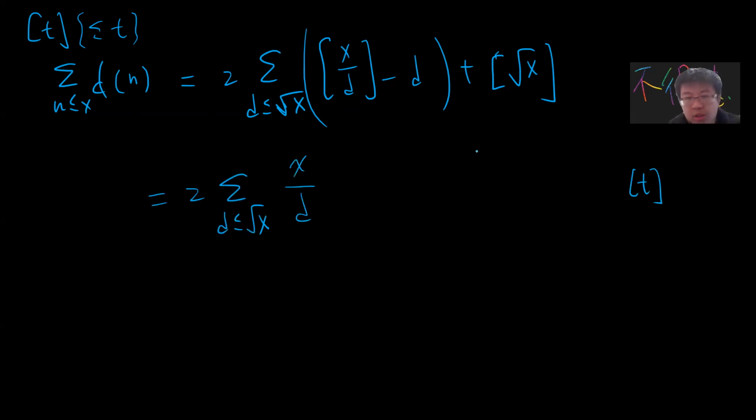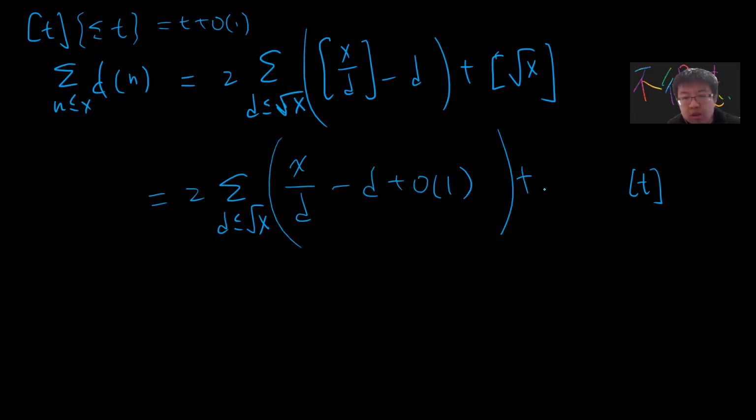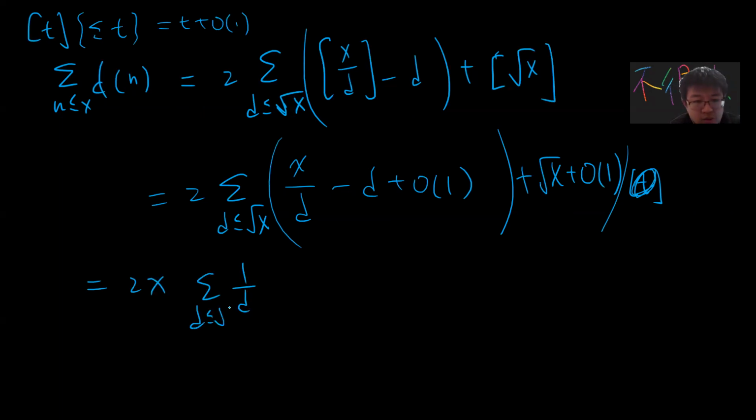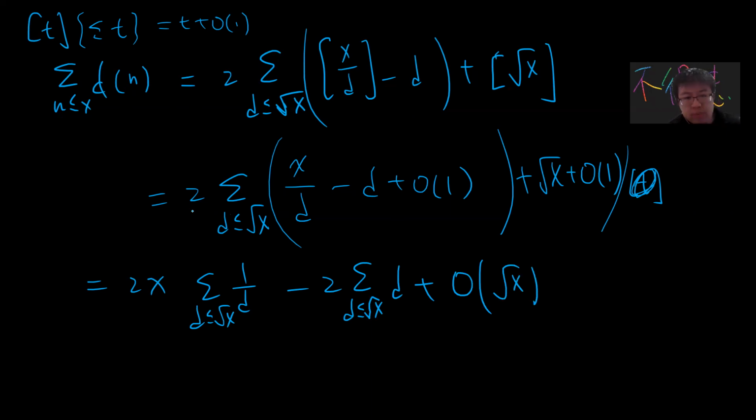So remember that t can be written as t plus O(1). So this term can be written as this plus O(1), and then this is square root of x plus O(1). And then you just do the integral, right? So d that's equal to x square root of x, and then you can do the change by using the integration. So you get 2x. Okay, so 1 over d that's equal to square root of x, and minus 2d that's equal to square root of x d plus O of square root of x. Okay, so combine these two terms.